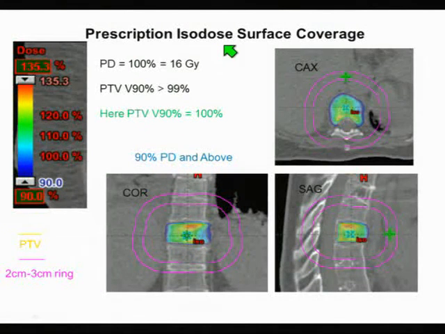The second coverage criterion is 16 gray for V90% of the PTV, more than 99%. So here we get 90% of the prescription dose covering 100% of the PTV. You have the 90% line, and you can see the whole 100% is covered.